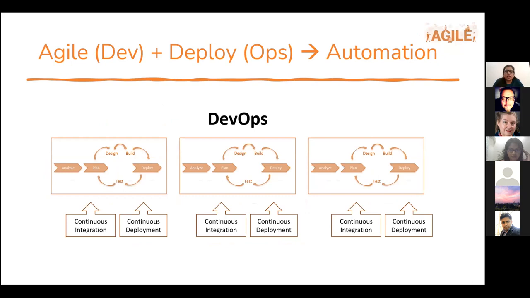Then comes Agile DevOps. Agile can only succeed and be efficient if automation is used between all the steps in each sprint. Performing all the processes manually within each sprint actually slows down the whole start-to-finish process. Agile DevOps basically has two most important parts: continuous integration and continuous deployment.